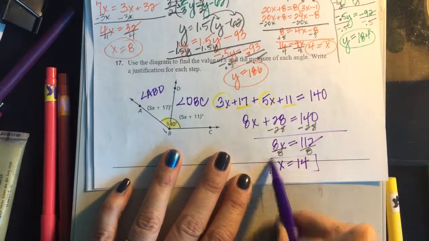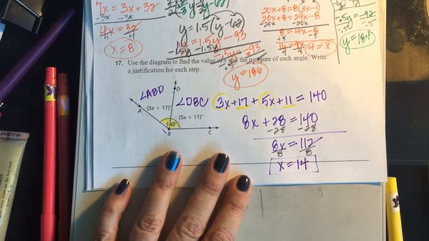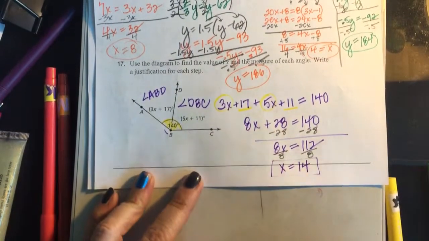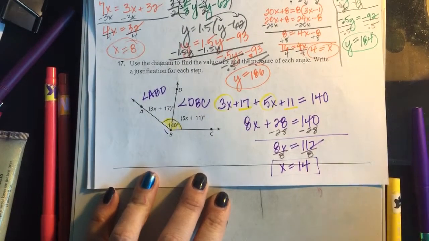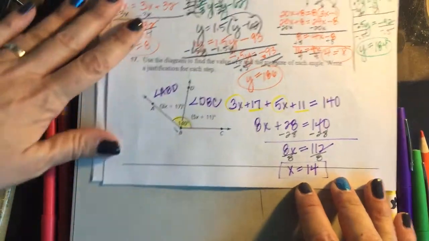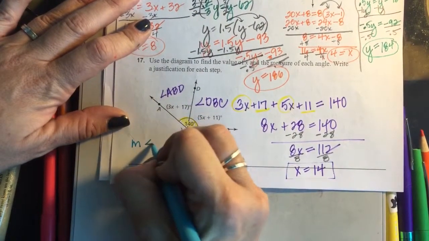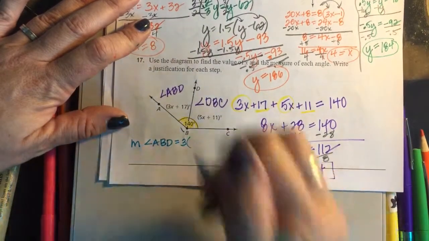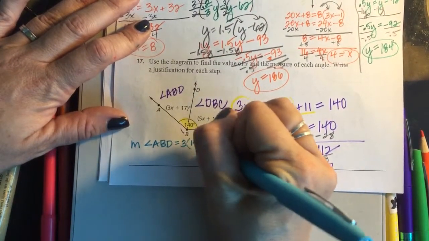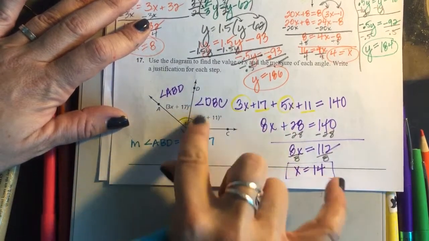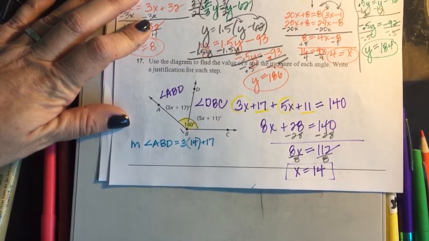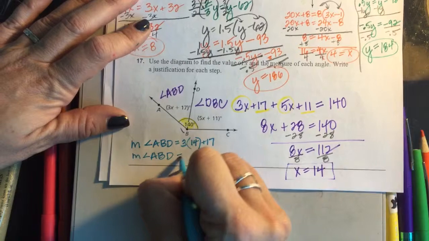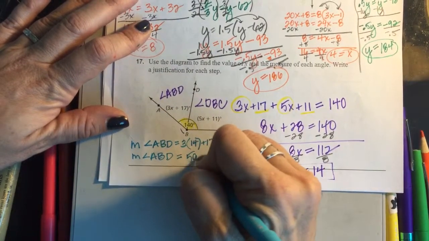Now this is all fine and good, but the directions to this problem say find the value of x and the measure of each angle. So now I have to go use my 14. And then again, some more notation stuff that we have to be very careful that we're paying attention to. The measure of angle ABD is going to come from 3 times 14 plus 17. 3 times the x value I found plus 17. And that means that the measure of angle ABD winds up being 59 degrees.